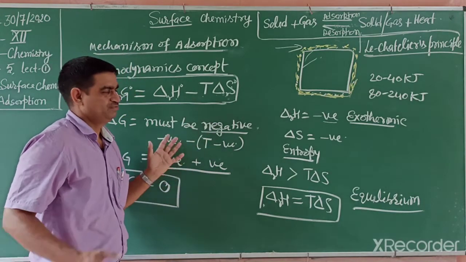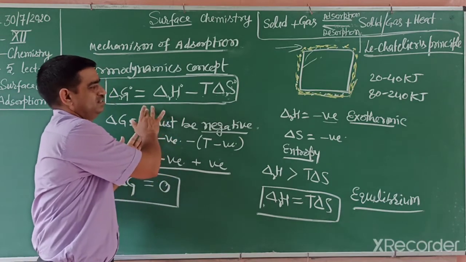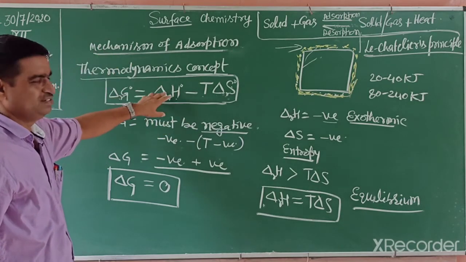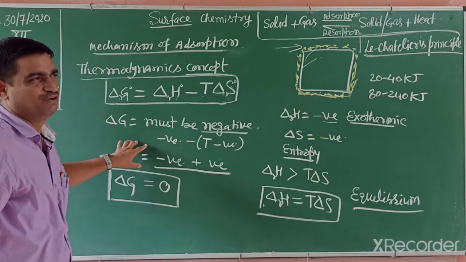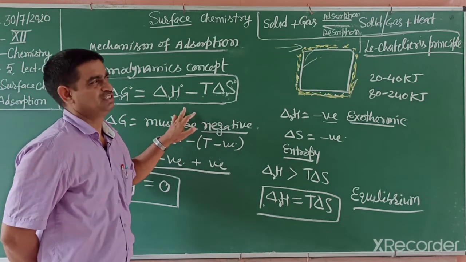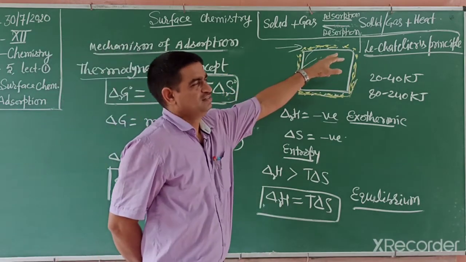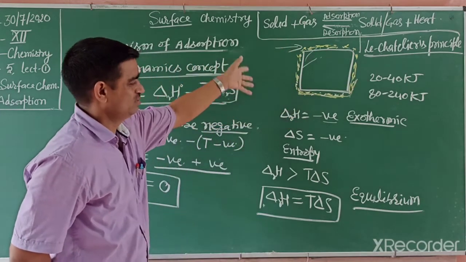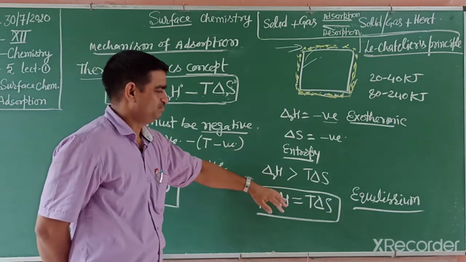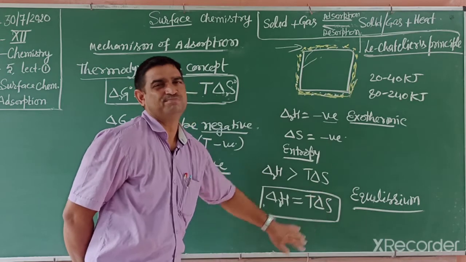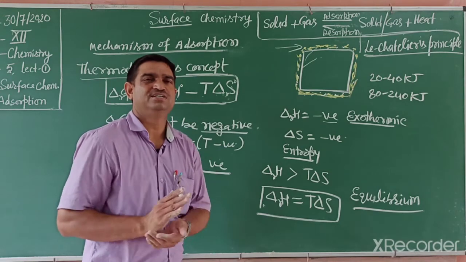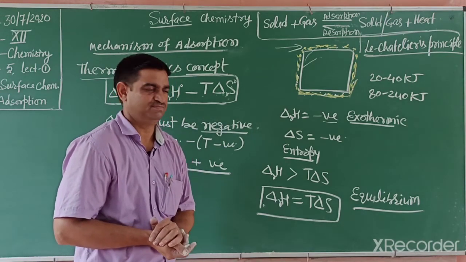In the whole chapter, we follow this Gibbs equation, also known as the Gibbs-Helmholtz equation. Very important in chemistry. Always remember, delta G must be negative for a spontaneous process. If you remember these two concepts, the Gibbs equation and Le Chatelier's principle, then you can solve the answer. And for equilibrium, delta G must be 0, meaning enthalpy of reaction is equal to the entropy and temperature factor. Students, now we will study in detail the difference between physical and chemical adsorption.